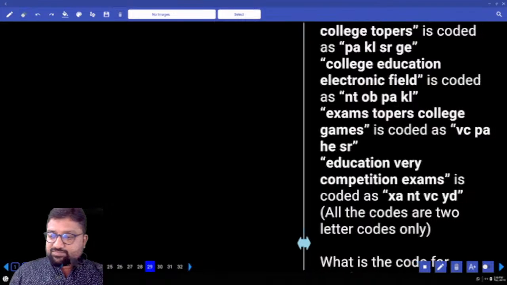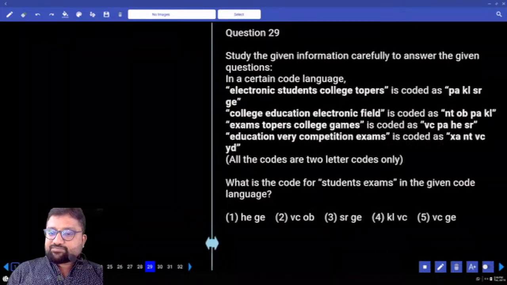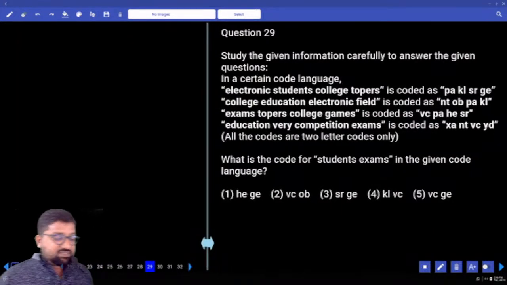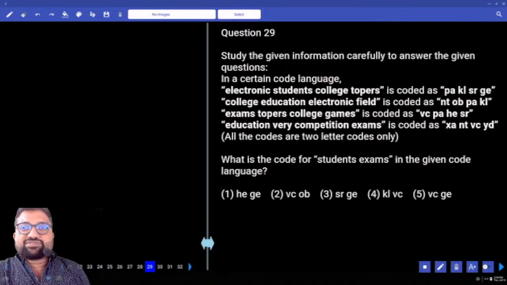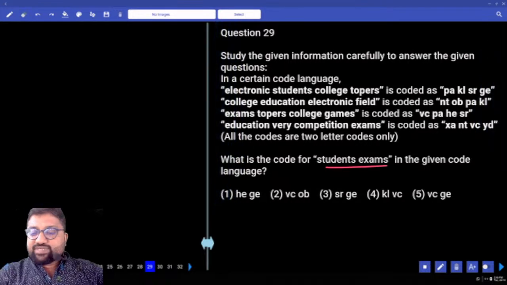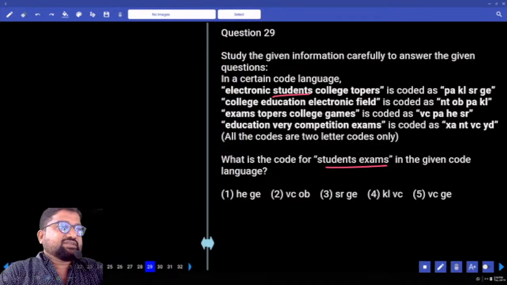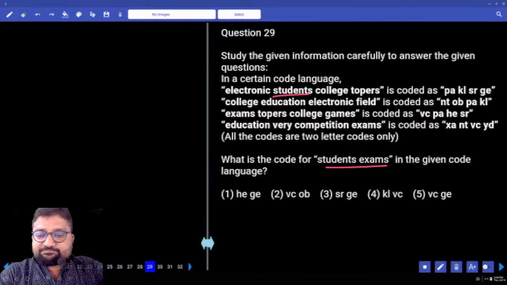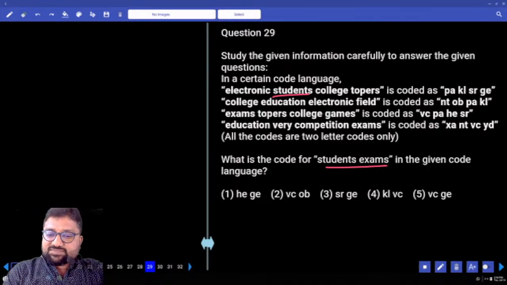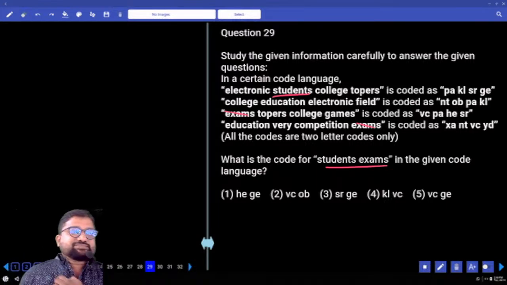29. Coding and decoding. Look at the number of questions asked for this question. This question starts from 29 to 31, and there are only 3 questions. When you have only 3 questions, we can directly solve from the statements. Students, exams. I need to see where I have students. I see students in the first line. Do you see students again? Exams: I see exams in second, third and fourth. In third and fourth, is exams the only word that is common?